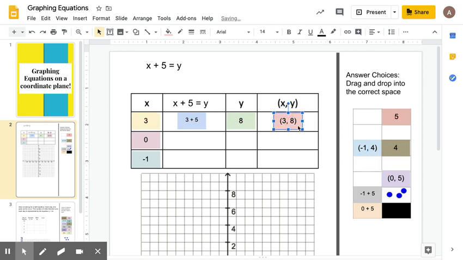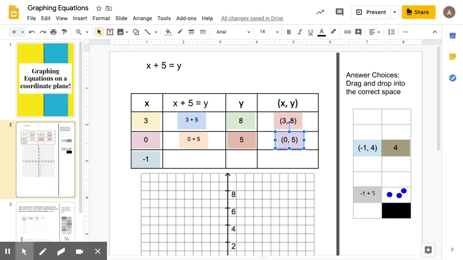I'm going to follow the same steps with the next two x values. So I'm going to substitute in 0 for x, and I will get 0 plus 5. 0 plus 5 is, of course, 5, and that gives me the ordered pair, right? x, y would be 0, 5.